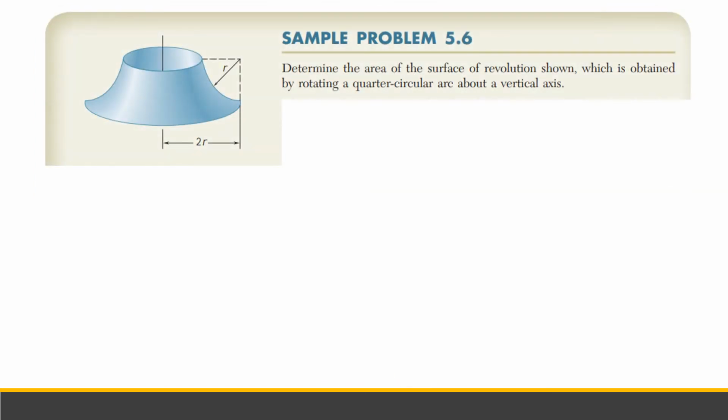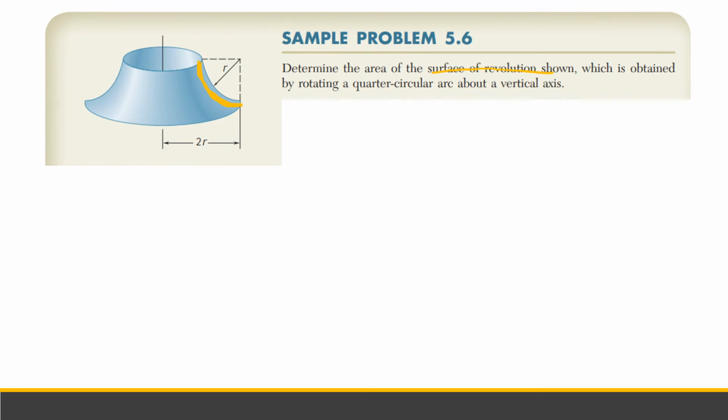Next problem. Determine the area of the surface of revolution shown, which is obtained by rotating the quarter circle arc about a vertical axis. So, we have a quarter circle. This is a quarter circle arc. This is under surface area of revolution.